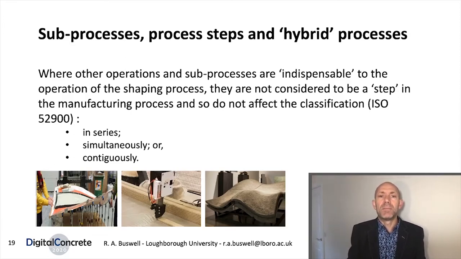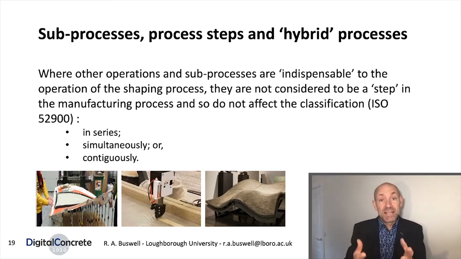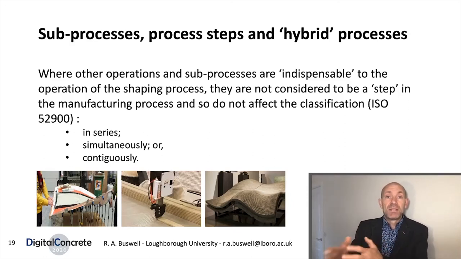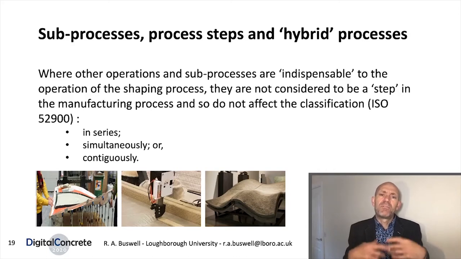So sub-processes are important in process performance assessment and comparison because they often differentiate otherwise similar methods, as in our 3D printed column example earlier. These processes might operate in series, simultaneously or contiguously with the material shaping process. And in this slide, the examples from left to right are the flexible mould, which moulds, casts, deforms in series, the reinforcement wire and entrainment through an extrusion filament, which is a simultaneous operation, and alternating between the build and support material within each layer, which would be an example of a contiguous process.